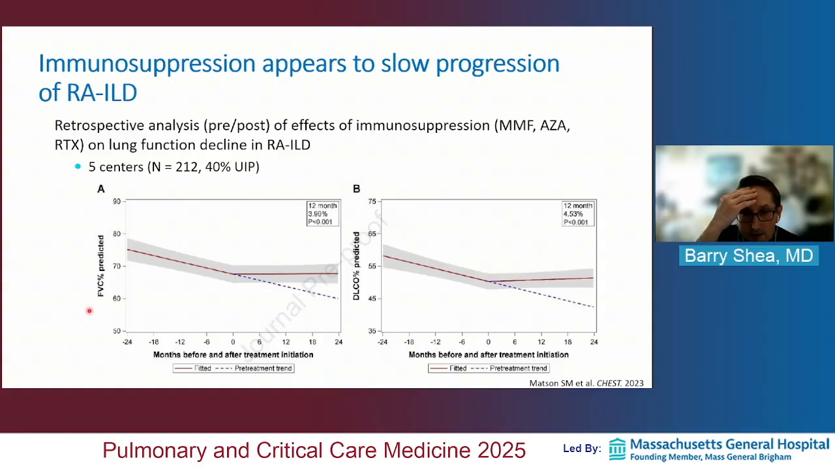This was published just a couple of years ago by Joyce Lee's group from the University of Colorado. They looked at over 200 patients with RA-ILD from 5 different centers. And they looked at the effects of immunosuppression, so it's either mycophenolate, azathioprine, or rituximab. And this is a pre and post analysis. So they looked at lung function before starting treatment and then after starting treatment. And they saw that initiation of immunosuppression correlated with what appeared to be stabilization of lung function, both looking at FVC percent predicted and TLCO percent predicted.